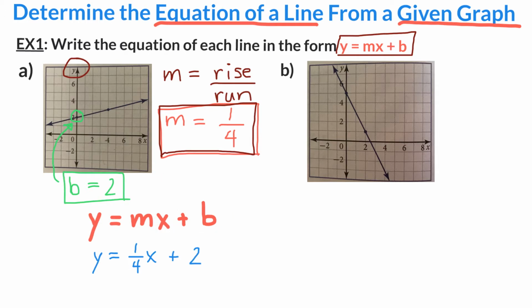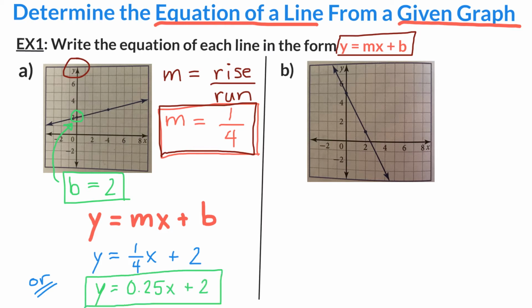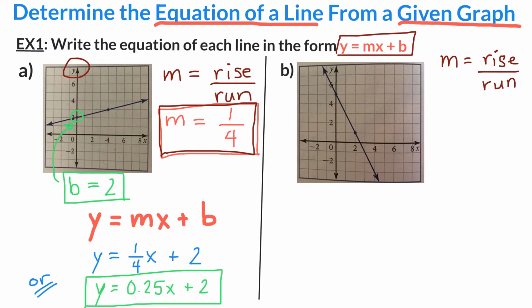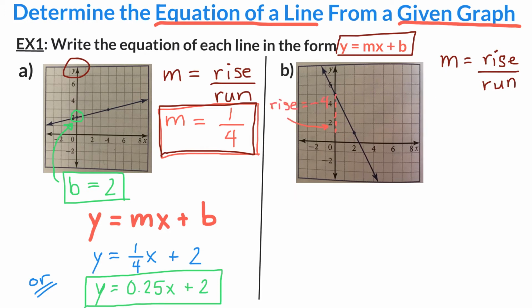Or we can write it as y equals 0.25x plus 2. Let's do the same for example B. In this case, they give us 2 points, so we can calculate the slope. In this case, the rise is -4 and the run is 2. So the slope is -4 over 2, which equals -2.